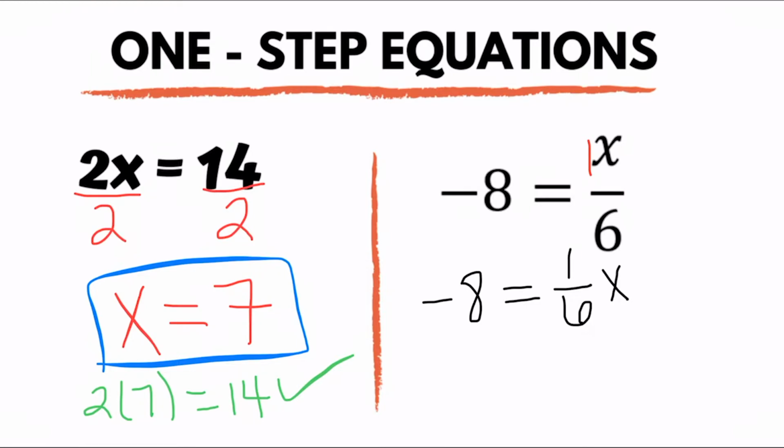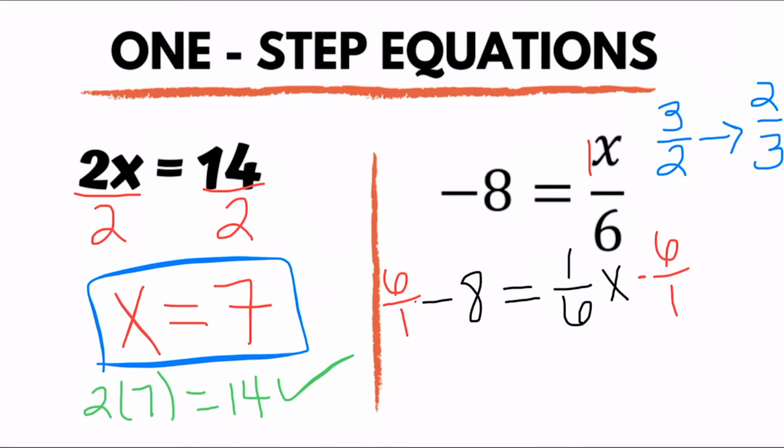Now, in order to get rid of this fraction, I'm going to have to multiply by what's called the reciprocal. The reciprocal of a fraction is the fraction flipped. So the denominator and numerator of that fraction are flipped. So for example, if my fraction was 3 over 2, the reciprocal of 3 over 2 is 2 over 3. You just flip the fraction. So in order to get x by itself, I'm going to have to multiply both sides of my equation by the reciprocal, which is 6 over 1 in this case.